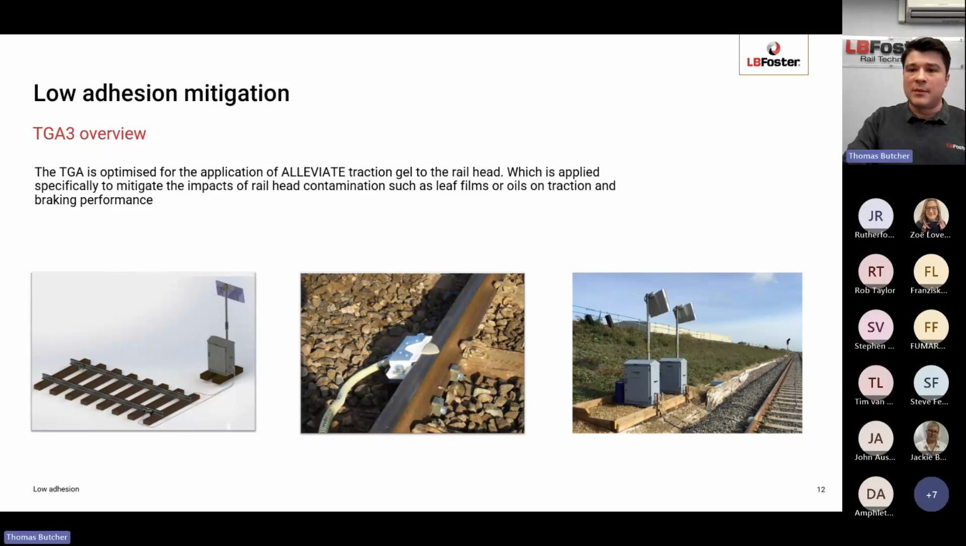The TGA applicator bars should be placed at least one wheel circumference before the effective braking or traction zone. Usually this is 1.5 to 2 meters. This is done to ensure that the leading wheels are coated with traction gel, which can be seen in the middle image, before braking or traction is required. TGAs are typically used seasonally from September to January and decommissioned before the winter season. However, they can be used year-round in locations where traction or braking is critical, such as steep gradients.